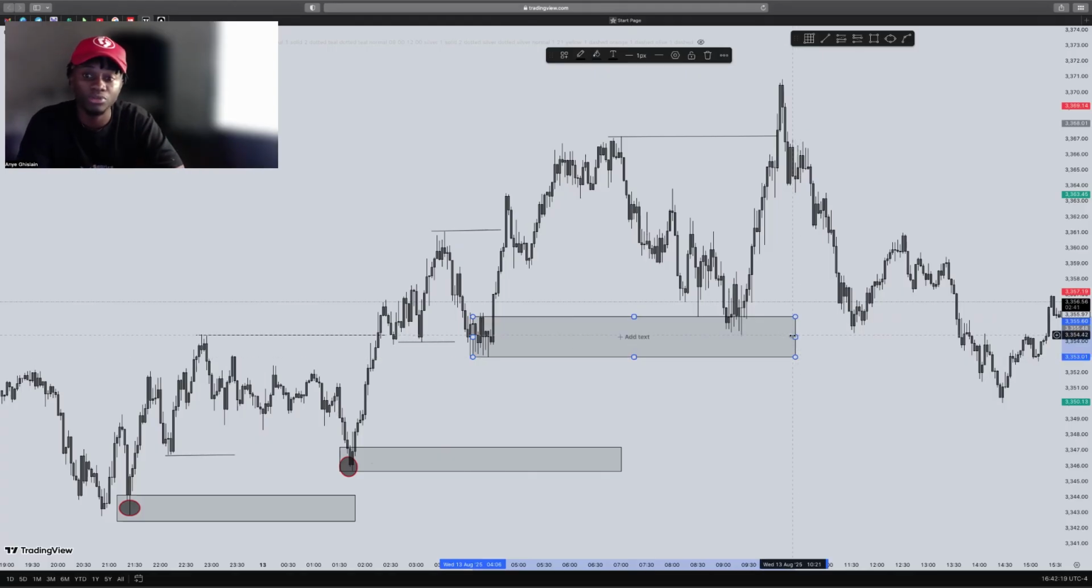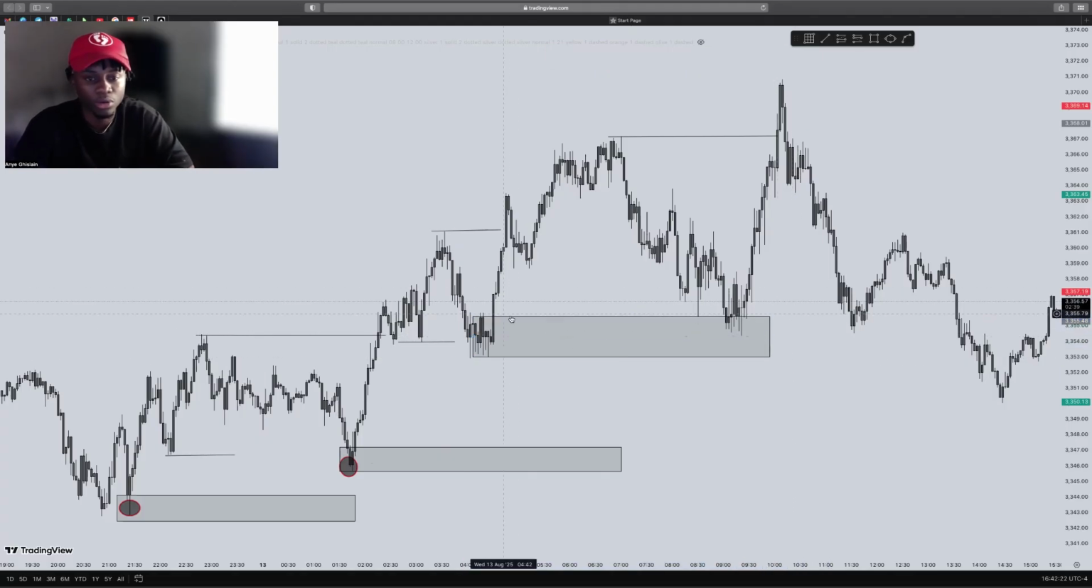If not, you miss out on a lot of trades, you know? So that is it. That's what I'm talking about. Now, the reason why this low here is the most important low, I'll give you a few reasons.